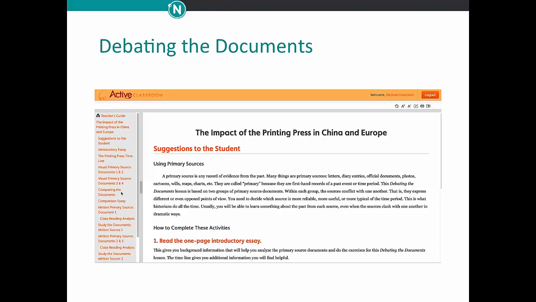As you can tell, this is a Debating the Documents activity, the impact of the printing press in China and in Europe. Let's take a minute and look at some of the different assets available that you can use in your classroom. Just like with the Historian's Apprentice, there is a comprehensive teacher's guide. The teacher's guide gives you strategies, ideas, even how to structure your lesson plans if you wanted to do this on a 3-day course of study, 5-day, or less or more. So it gives you strategies.